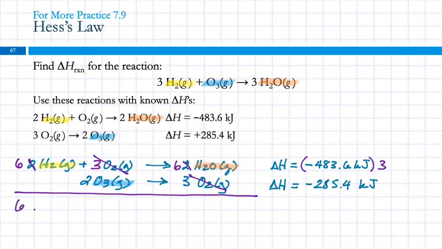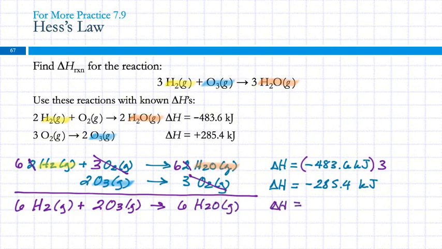So I get 6H2 plus 2O3, making 6H2O, and delta H is the sum of these things, negative 483.6 times 3 plus negative 285.4 minus 1736.2 kilojoules.